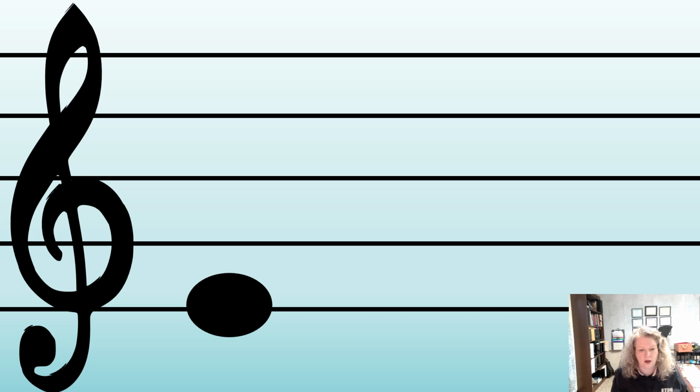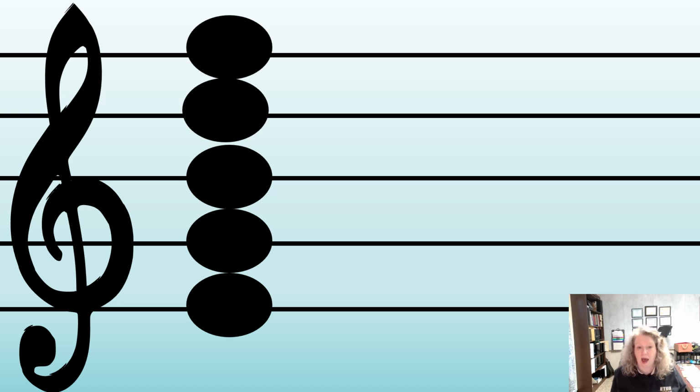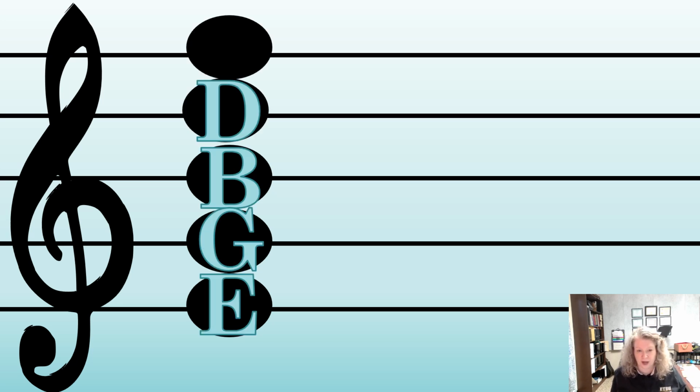The line notes on the treble staff are E, G, B, D, F. And here are those letter names. E, G, B, D, F. Would you say it with me? E, G, B, D, F. Now say it going down. F, D, B, G, E. E, G, B, D, F. F, D, B, G, E.